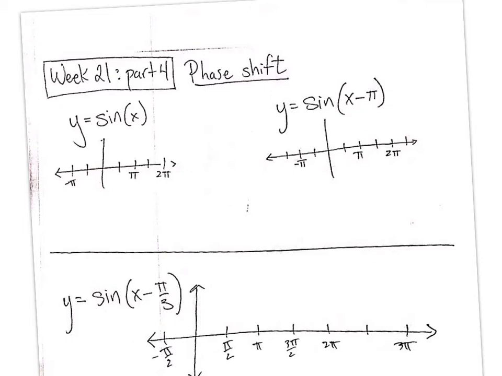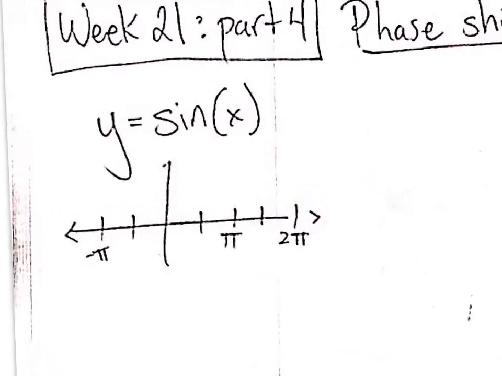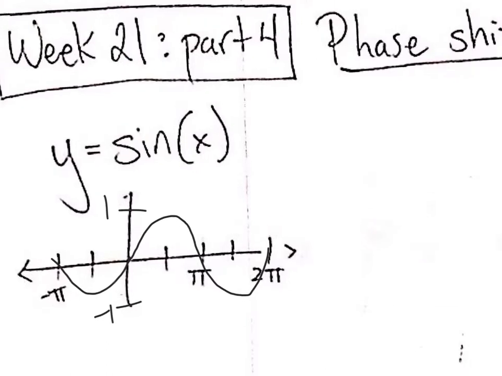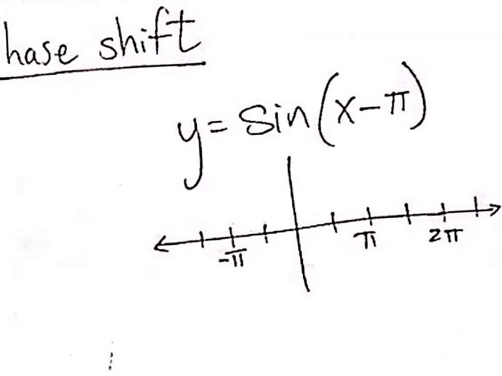Okay, so here's part 4 where we talk about phase shift. We have a basic sine graph that would go like this, where the maximum value is 1 and the minimum value is -1. And what happens if we add or subtract something from the variable x? You may remember this from before, where this is going to look like a horizontal shift to the right by pi.